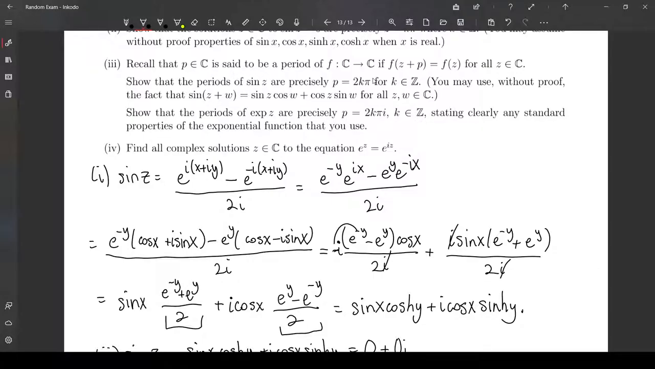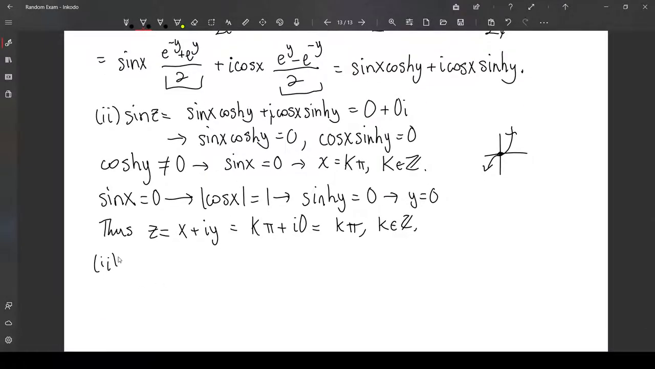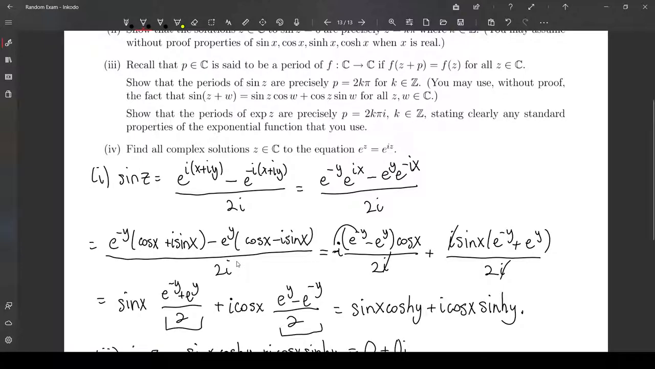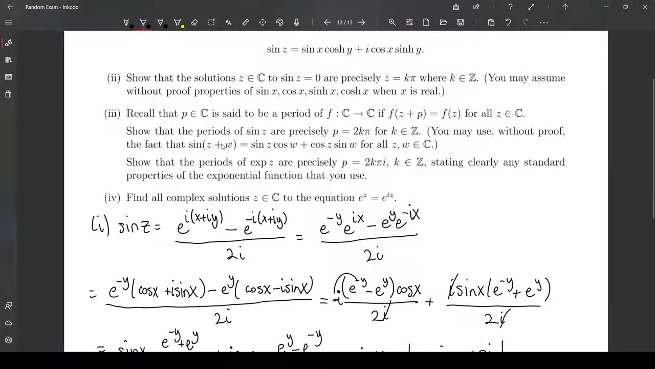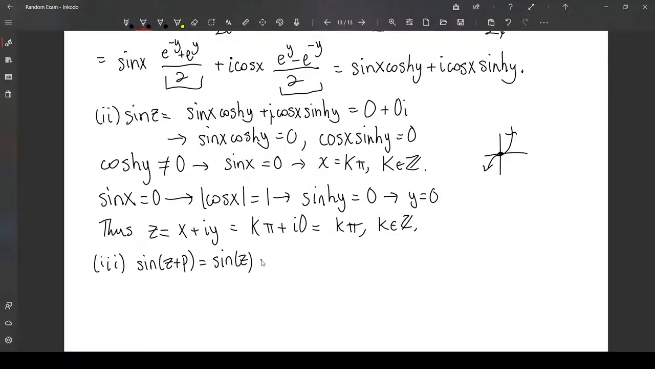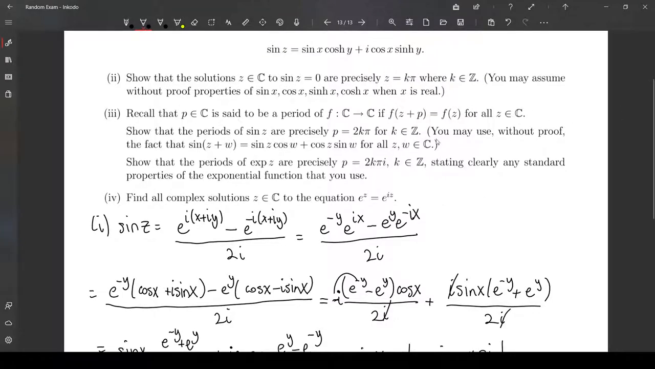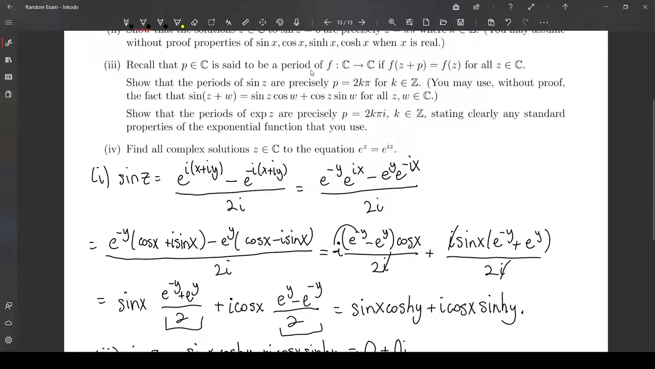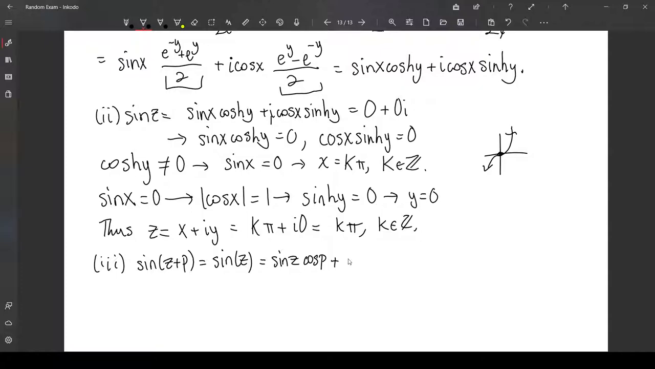Okay, so for three, we want to show the periods. We want to show that if sine of z plus p equals sine of z. They give us the addition formula for sine. Periods can be complex. So if we use this expansion, we get sine z cosine p plus cosine z sine p.